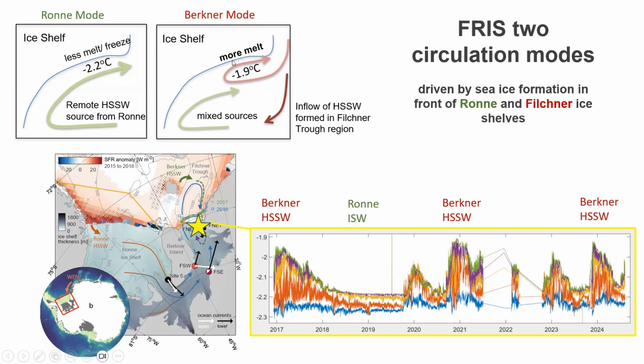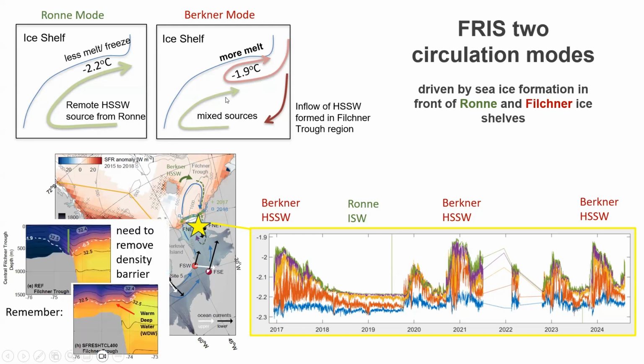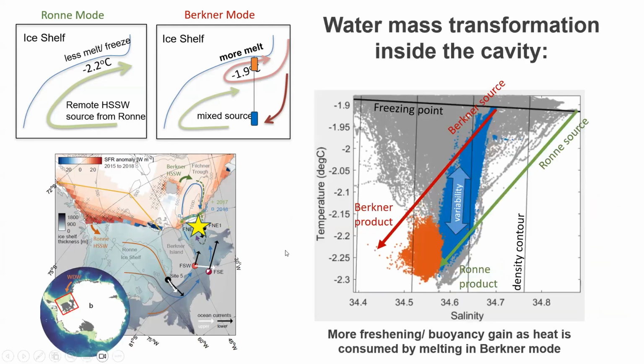So suddenly you can enhance melting at the ice shelf front, saying that you add fresh water to the system. And just a reminder, we need to remove this density barrier for getting warm water onto the shelf. So if this is happening, this is how things look in the temperature-salinity space with density contours in the back, higher density to the right.